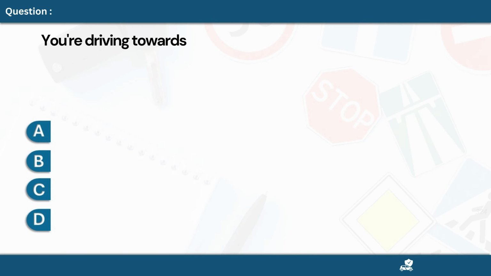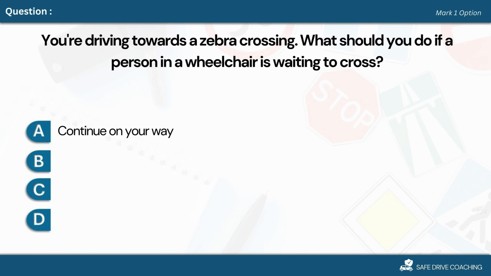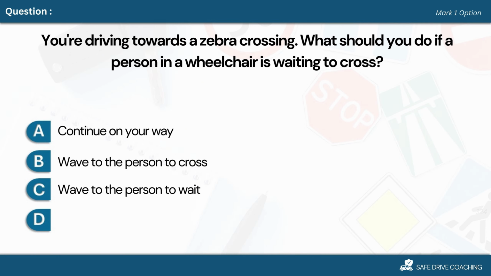You're driving towards a zebra crossing. What should you do if a person in a wheelchair is waiting to cross? A. Continue on your way. B. Wave to the person to cross. C. Wave to the person to wait. D. Be prepared to stop. The correct answer is D. Be prepared to stop.